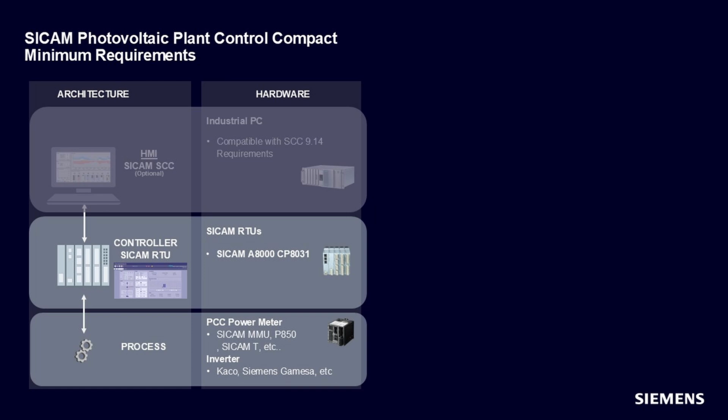Moving one layer up, the controller itself, as I mentioned before, can run on CP8031 as well as CP8050 will only be supported with the next service, Pack 2, functioning as a SICAM RTU. Optionally, supervision systems can also be integrated. For example, I've shown SICAM SCC in a grayed out area, but it could be any kind of supervision system, such as a customer control center.